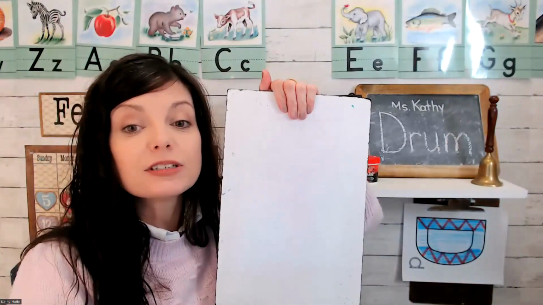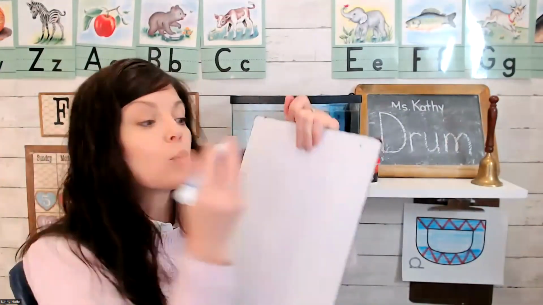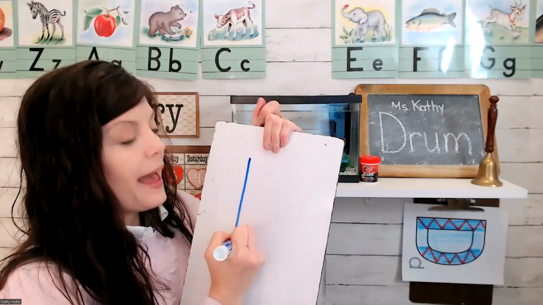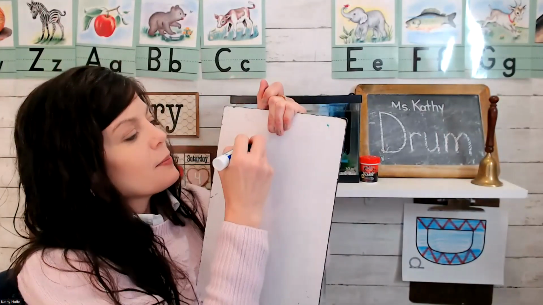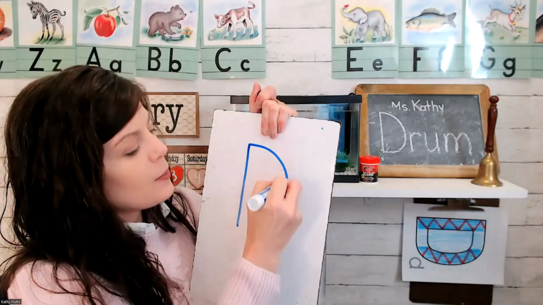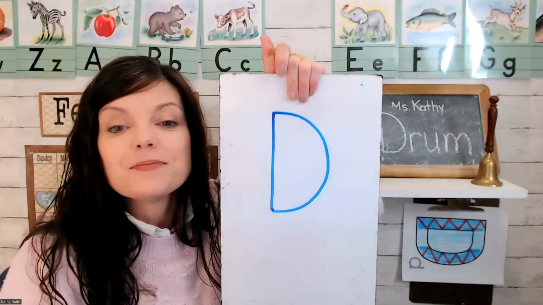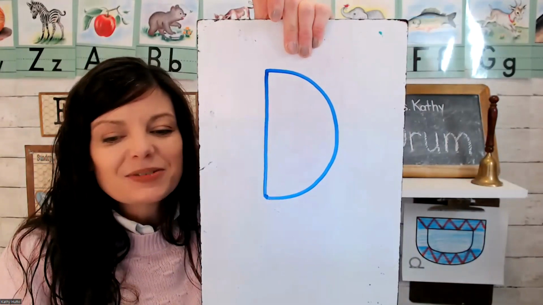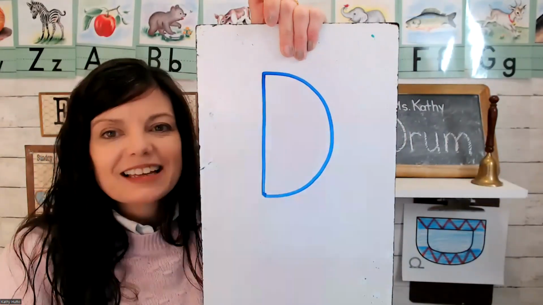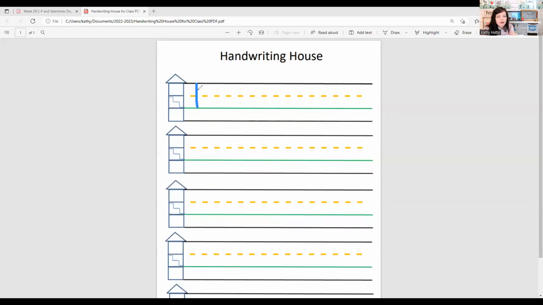Well, now that we can recognize letter D, let's practice writing it. So to write letter D, you're going to make a number 1. Go back to the top. Make a big bubble all the way down to the bottom. One big bubble. That's what the big letter D looks like. Let me show you on handwriting paper.